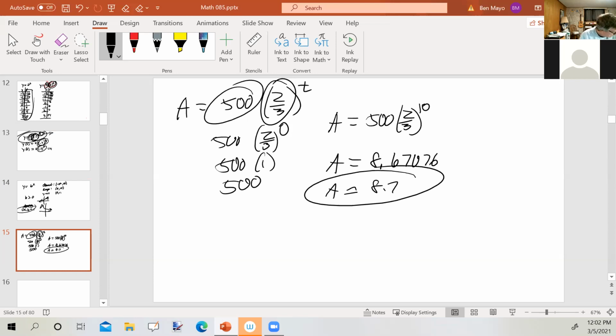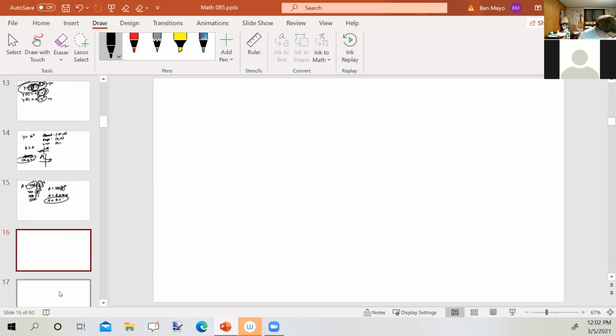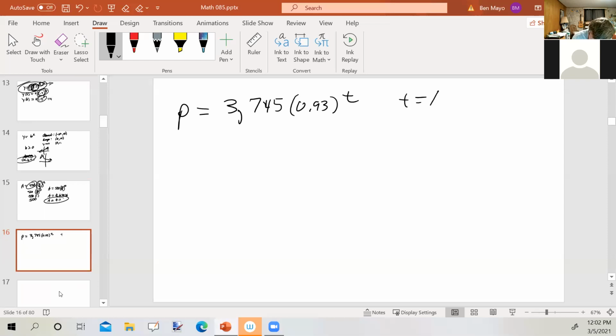All right, now, let's see here. This says population growth. The population of North Rivers is decreasing exponentially according to the formula P equals 3,745 times 0.93 to the t power, where t is measured in years from the present date. Find the population in 6 years, 9 months. So t is going to be 6 years, 9 months.